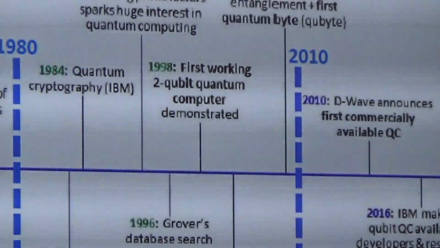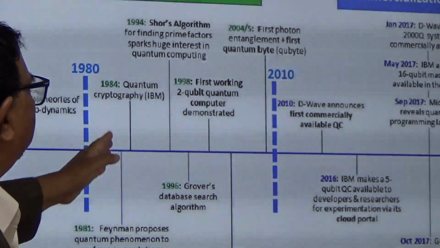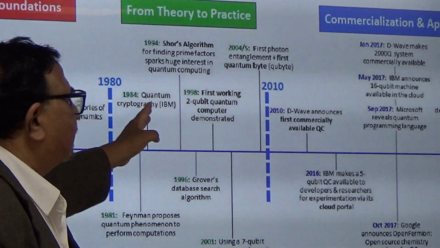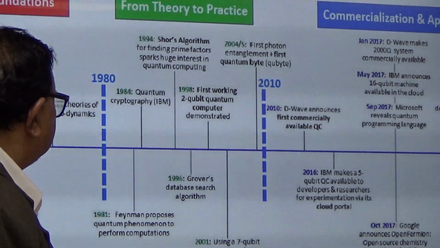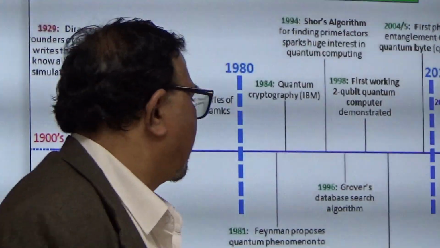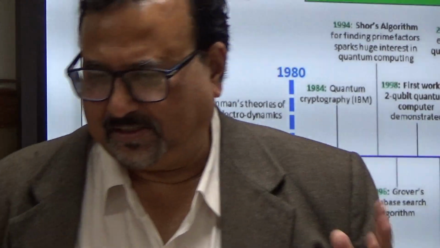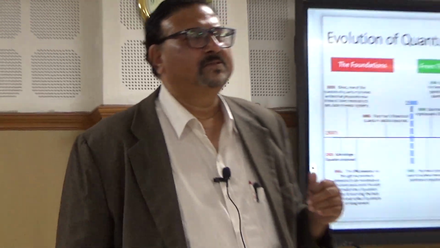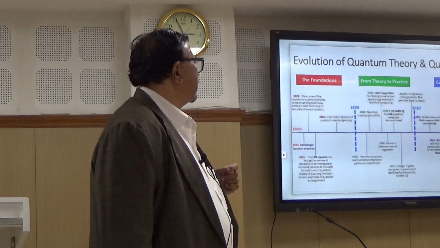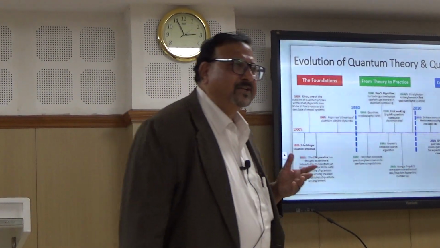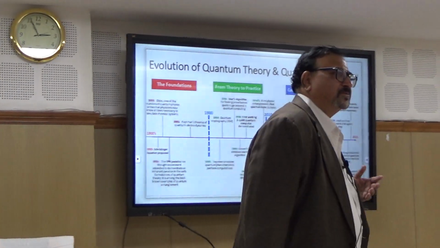Now we do the second part, this is 1980, where you can see quantum cryptography, or IBM came in the picture. IBM proposed a phenomenon of computers because he was a very deep thinker, and he projected many things. The nanotechnology, it is his contribution.